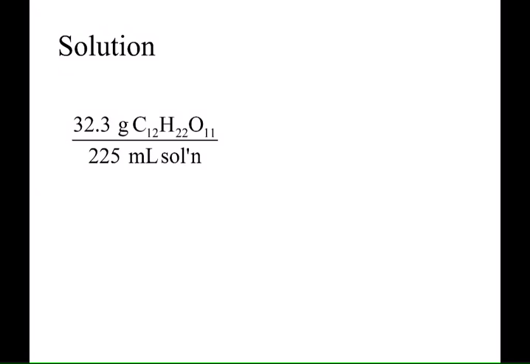So the solution, no pun intended, to this solution problem looks like this, where we're going to take that grams of sucrose, 32.3 grams of C12H22O11, divide it by the volume, 225 milliliters of solution. Now, I'm all about using units. If we were to stop there, we would have units of grams of sucrose per milliliter of solution. So the next term, what does it look like?